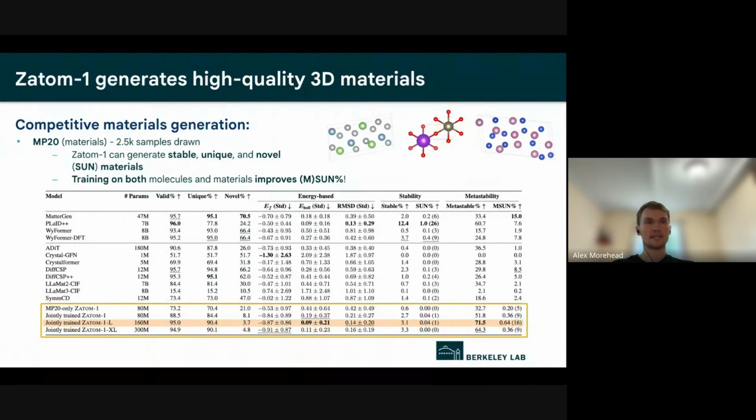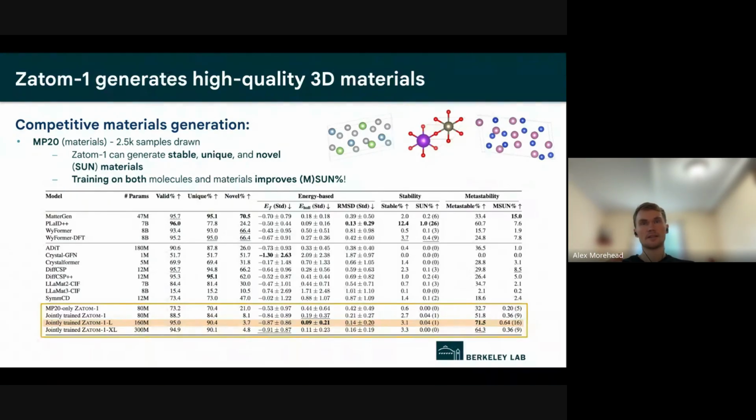We have 3 different sizes of Zatom in this table. We have the default model size, which is about 80 million parameters, and we have different scales of that: 160 million and 300 million parameters. We see there's a sweet spot with our 160 million parameter model, where we're able to generate very low energy structures, and we're also able to optimize our stability and metastability rates for materials discovery.